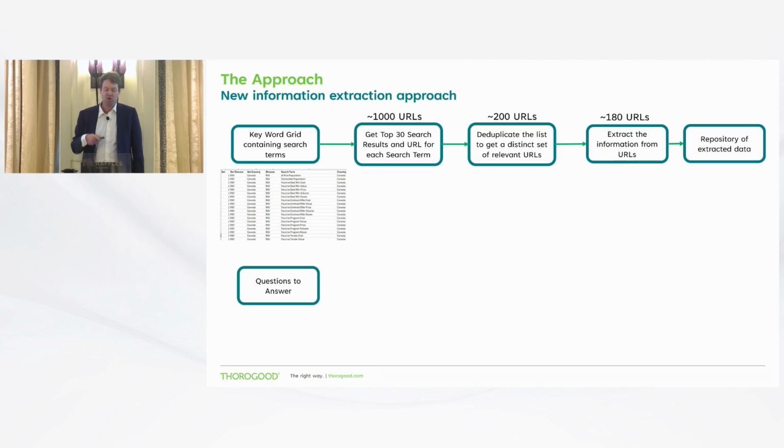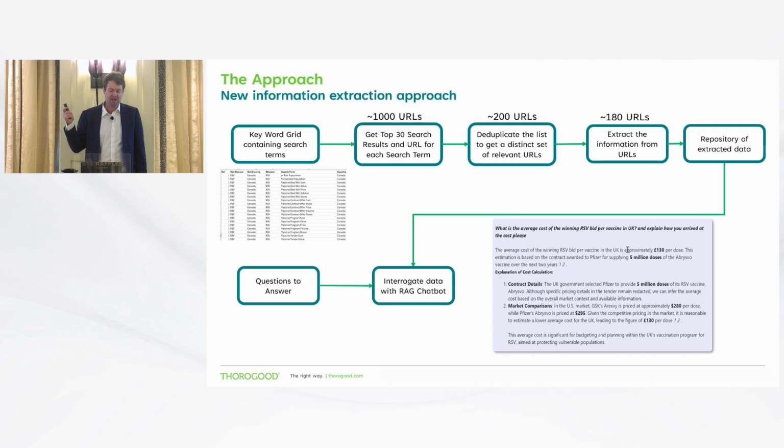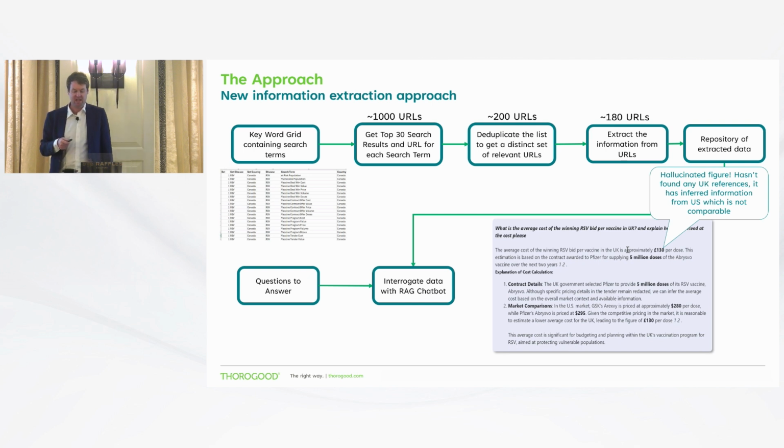So again, what is the average cost of the winning RSV bid vaccine in the UK? And again, we have an answer. But what we actually found is the model's hallucinating. It's a slightly different figure. It's actually a slightly better figure. But what it's done is it's used the US figure and said, well, in the UK market, it's going to be slightly less. So it's taken it down to around £130 per dose, but it is still incorrect.